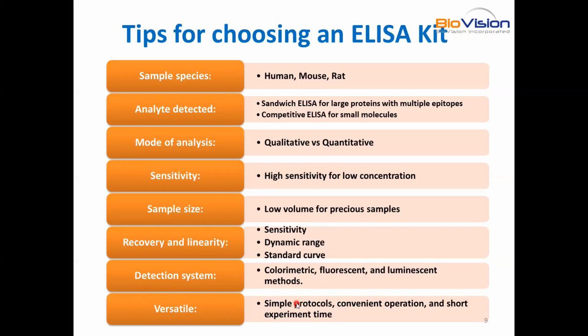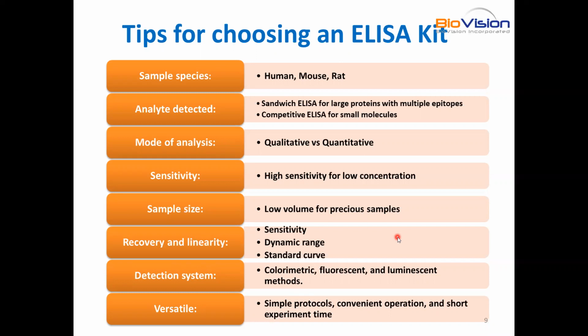So end users, if they know the species of their sample, can look for the ELISA kit that is specific for their sample species. This will also be helpful to avoid cross reactivity. The second parameter that they should look for is the analyte. So the end user should know what kind of analyte or target protein they want to detect.